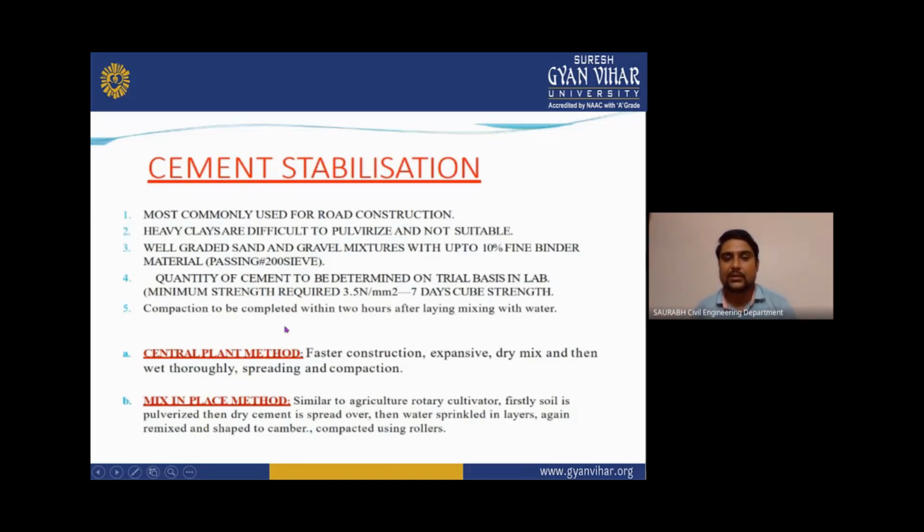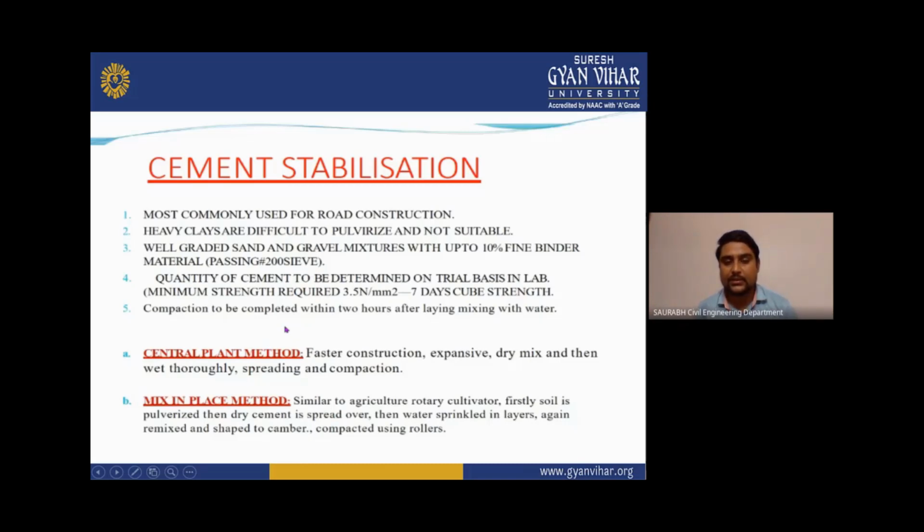Heavy clays are difficult to pulverize and not suitable. Well-graded sand and gravel mixture with up to 100% fine binding materials is used. The quantity of cement is to be determined on a trial basis in the lab. The minimum strength required for this kind of soil is 3.5 Newton per mm square, 7 days cube strength. Compaction is to be done within 2 hours after mixing with water.